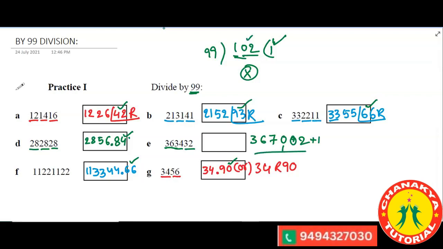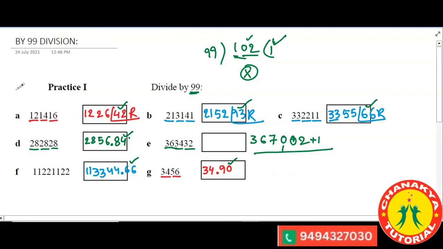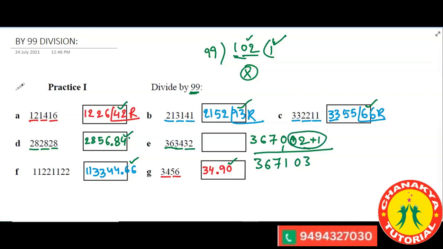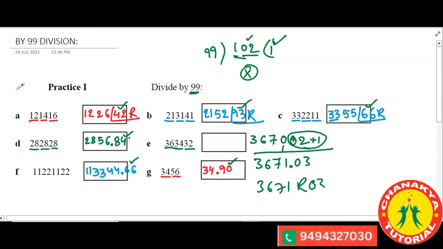So finally, the answer for this question, let me write here, is 67103. That one will be added to the last pair. And in this, either you can say 3671 with the remainder 3, or 03. Anything is okay. Or else we can also say 0.03. Understood, Vinisha?